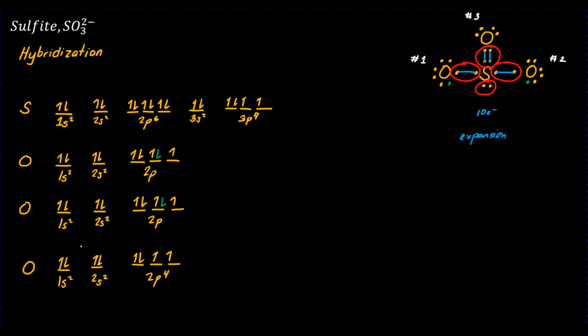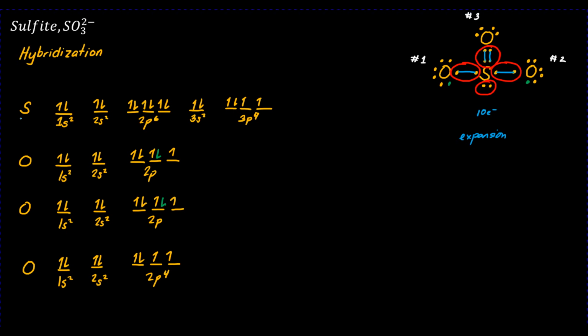Basically, for hybridization, you can consult a textbook for the official definition, but here I'm just going to show you a method. For sulfur, this is the orbital notation for the sulfur atom.